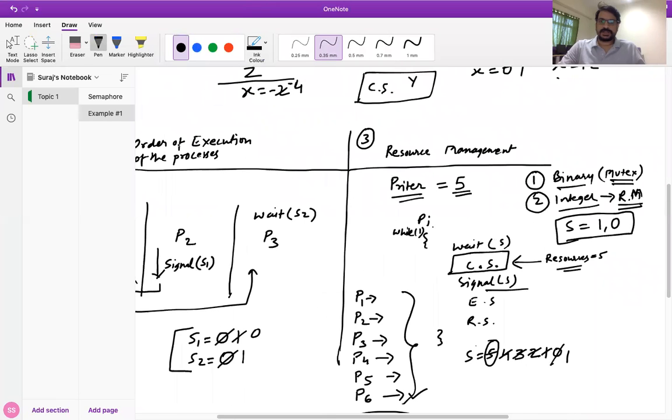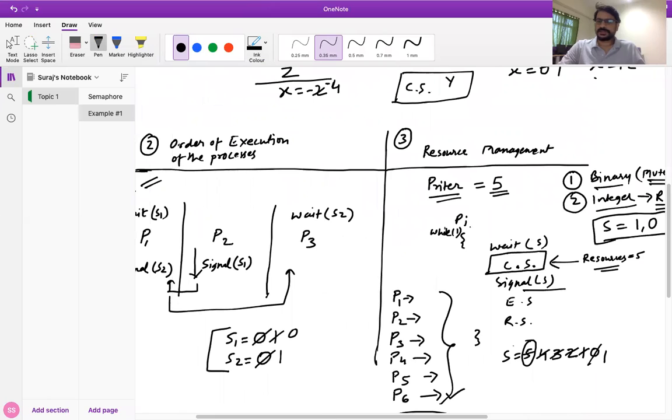In the last few classes, we have gone through the concept of semaphore, and there are three applications of semaphore. The first one is the critical section solution for n number of processes. The second application is to look for the order of execution for the processes, and the third application of semaphore is resource management. About all those applications related to the semaphore, we have seen in the last few classes.